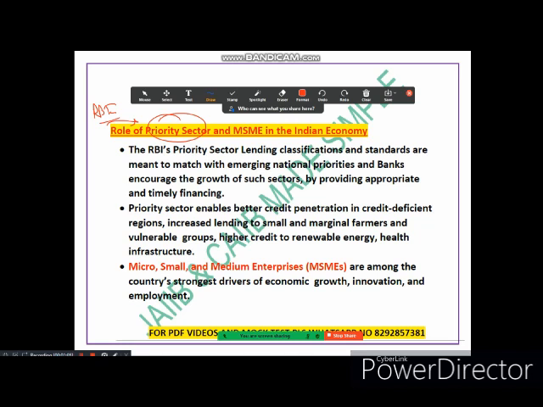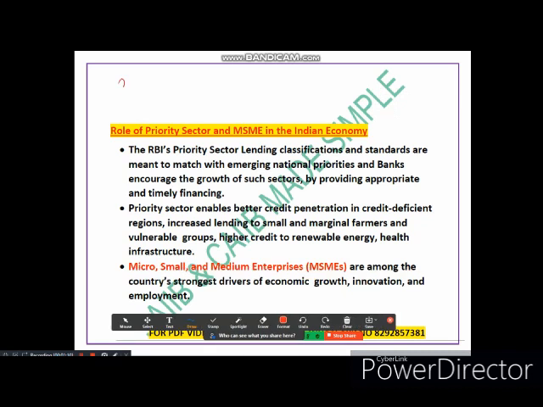Let me write it down. So agriculture, okay, SME, small business, small manufacturing enterprises, education, okay, renewable energy, housing. So there are many more, but I'm just giving you a gist. Okay, so the RBI wants to ensure that this sector receives enough financial support from banks. So banks are encouraged to provide loans and financial services to businesses and individuals operating in this priority sector.